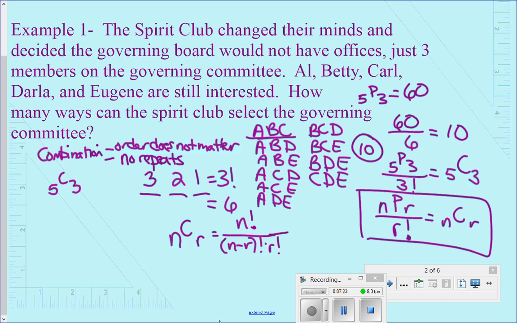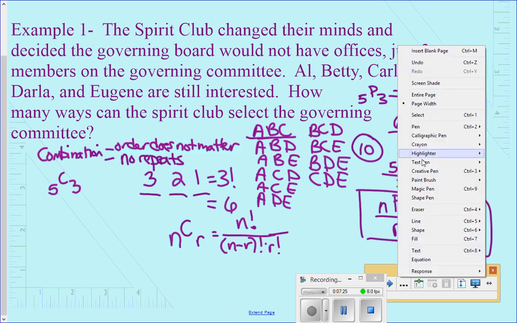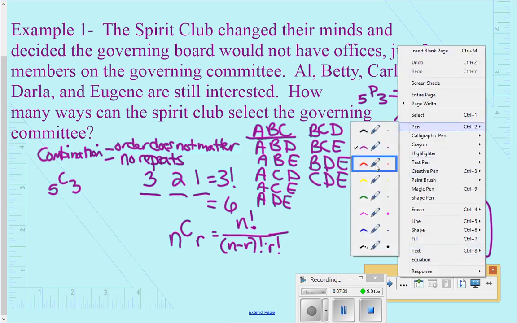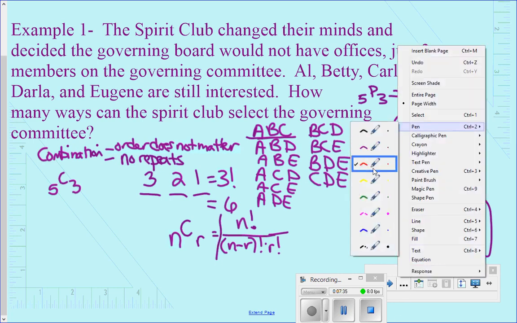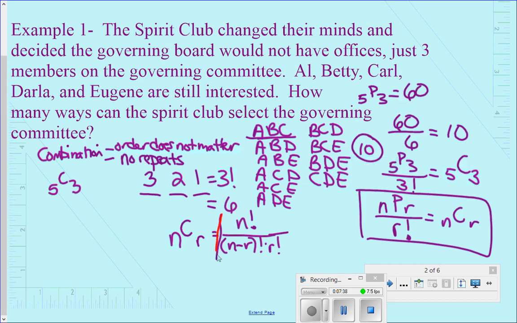Now, you're probably saying, well, that looks kind of familiar. This part that I'm highlighting in red, that is our nPr formula. And hopefully you're seeing that I can divide nPr by r factorial to get nCr. Well, that's what I'm doing here. This is the nPr, and if I multiply by 1 over r factorial, which is what's happening, that's the same thing as dividing by r factorial.